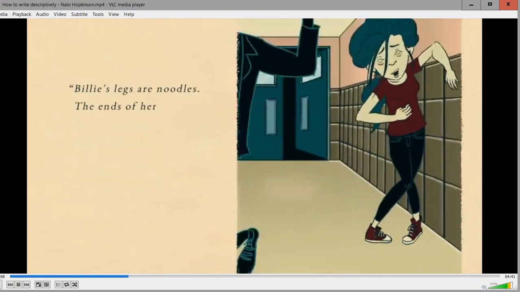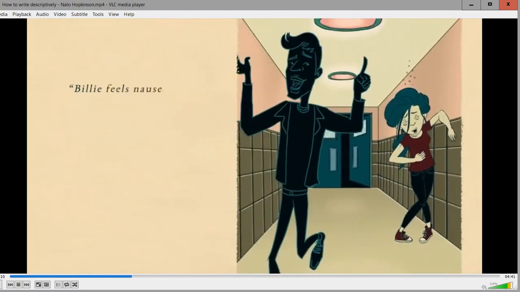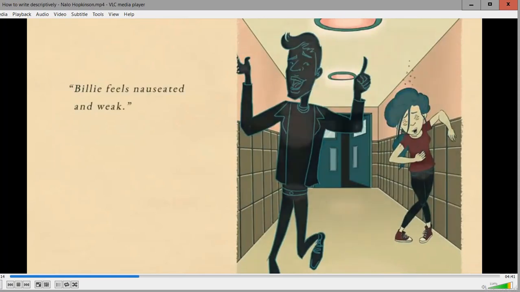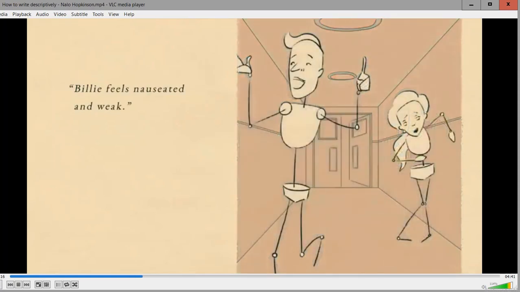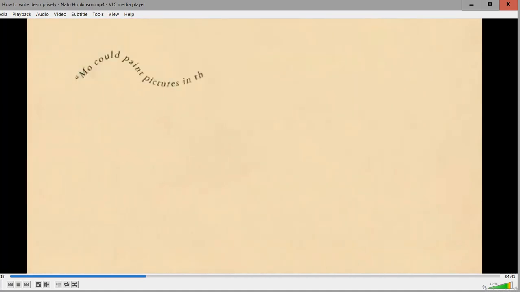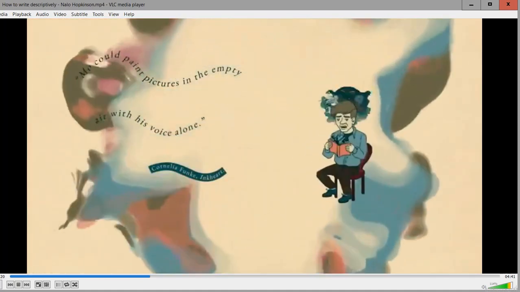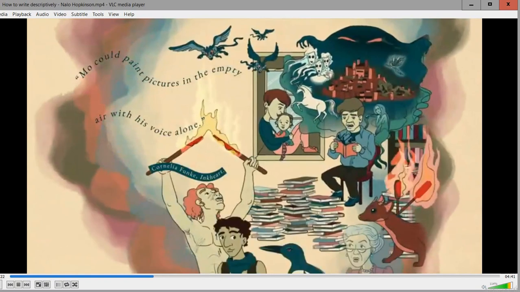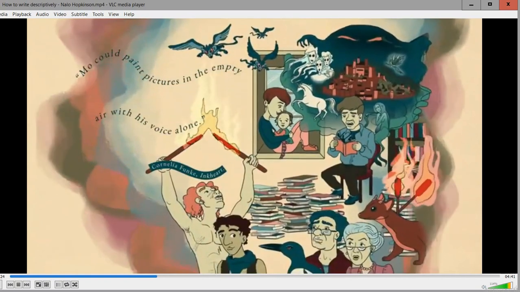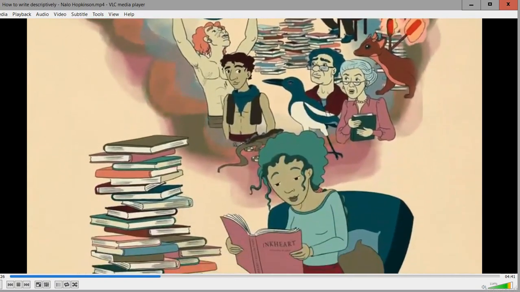So why not simply write it like this? Billy feels nauseated and weak. Chances are, the second description wasn't as vivid to you as the first. The point of fiction is to cast a spell, a momentary illusion that you are living in the world of the story. Fiction engages the senses, helps us create vivid mental simulacra of the experiences the characters are having.